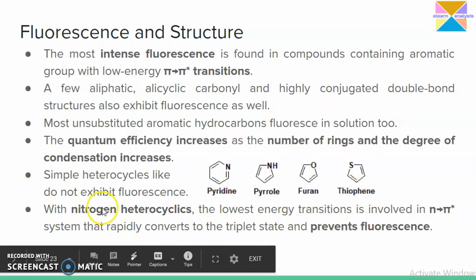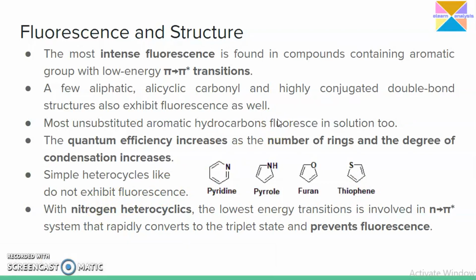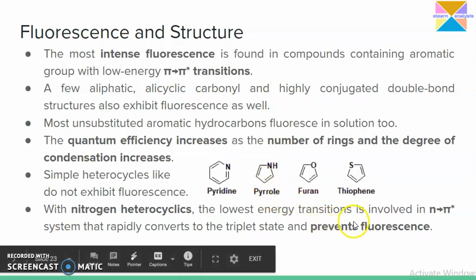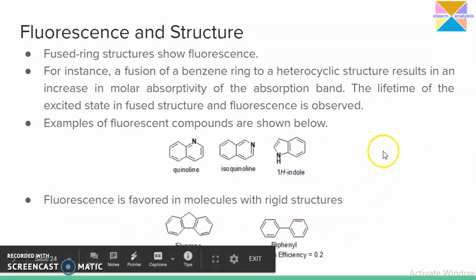So this whole sentence means that any molecule which contains nitrogen as a heteroatom, these nitrogens have unpaired electrons, and these n electrons will bring about n to pi star transitions. And if there is an n to pi star transition possibility in a molecule, then it simply shows phosphorescence, rather, it does not show any fluorescence. So we say that it prevents the fluorescence but shows phosphorescence.